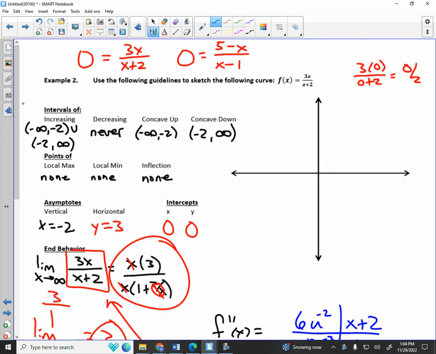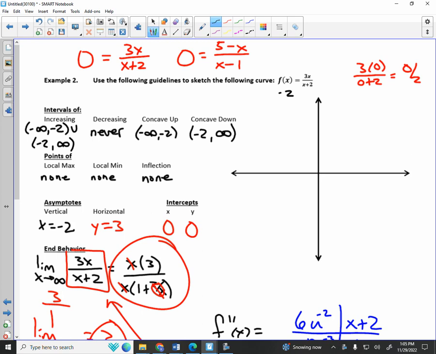As you look at this, negative 2 would give you 0 in the denominator, right? So it cannot be included as a point. If you plug in negative 2, you don't get any output. Excellent question. We start with the vertical asymptote.